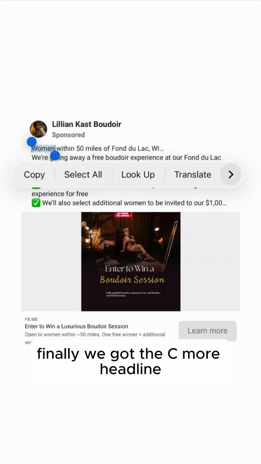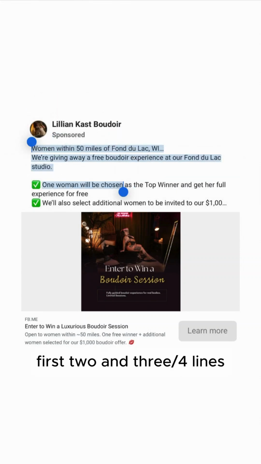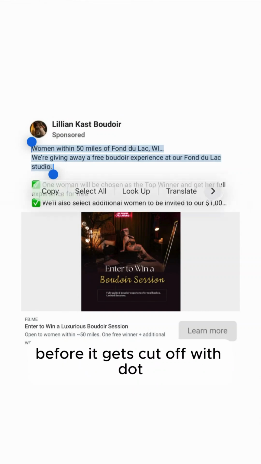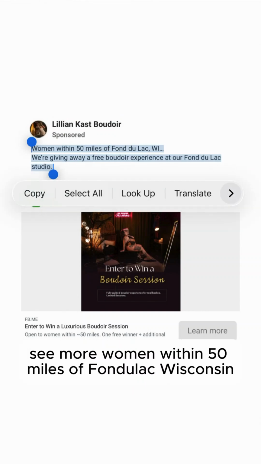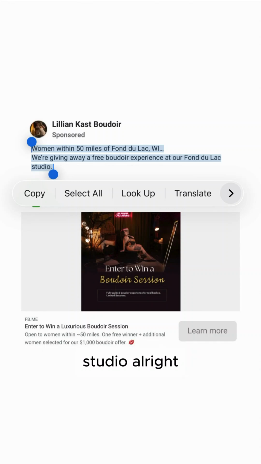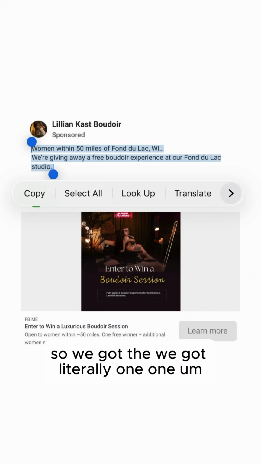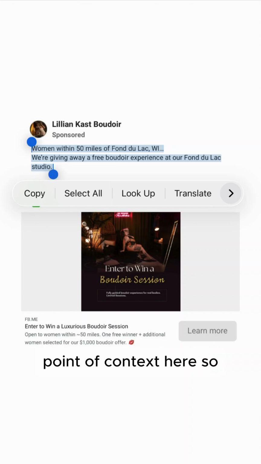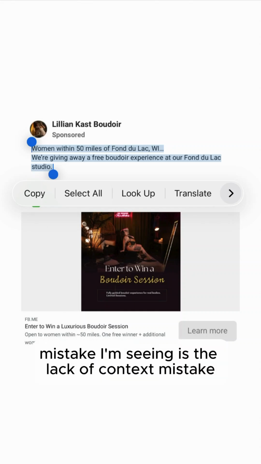Finally, we got the see more headline. The first 2 3/4 lines of the Facebook mobile newsfeed before it gets cut off with "...See more." Women within 50 miles of Fond du Lac, Wisconsin. We know we have a free boudoir experience at our Fond du Lac studio. All right, so we got literally one point of context here. So the mistake I'm seeing is the lack of context mistake.